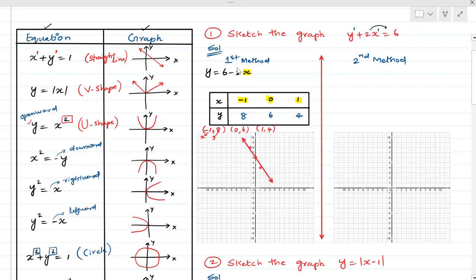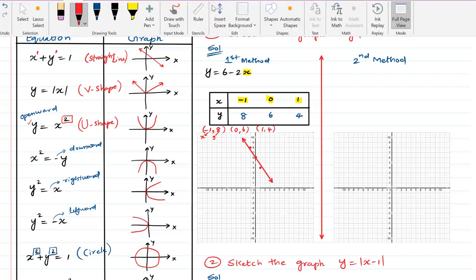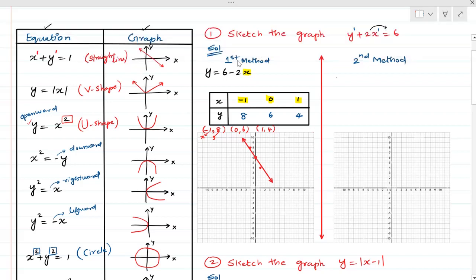So this is a straight line which is passing through these 3 points. Now let us go with the second method. How will you solve by using the second method? So the first was the schedule method and this is the intercept form. Here we are finding the x-intercept and y-intercept. What is the x-intercept? What is the y-intercept?